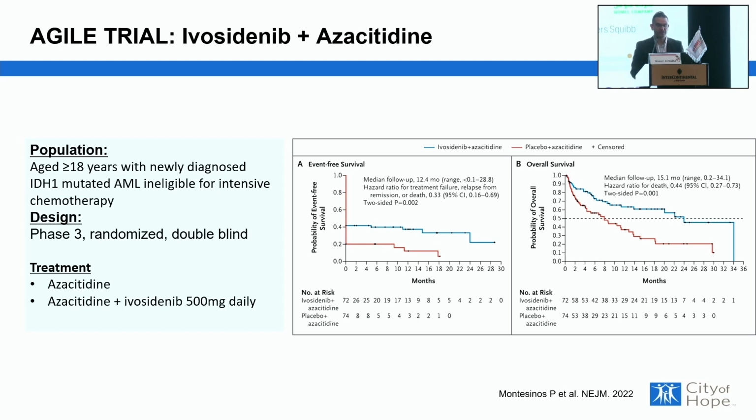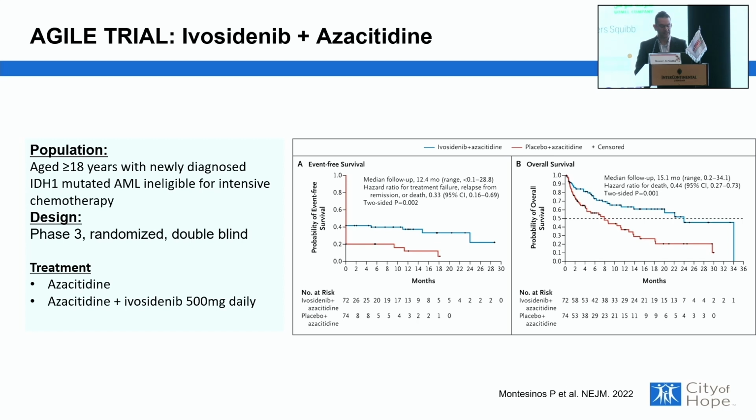CR/CRi was in the range of 53% versus 20% when you receive azacitidine alone. A median improvement in overall survival, as we can see on the curve, is more than a year. The major critique for this study, though, is that ivosidenib was not compared to venetoclax, which is considered to be the new standard of care in this era.